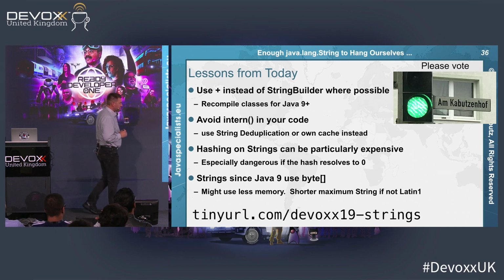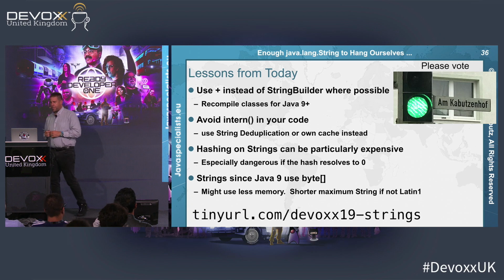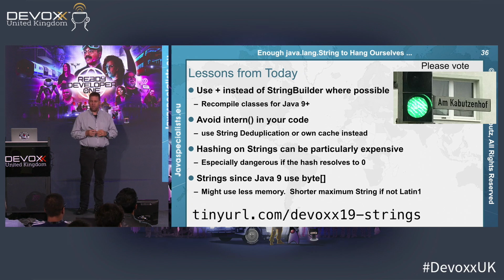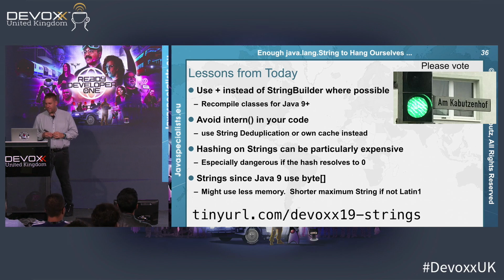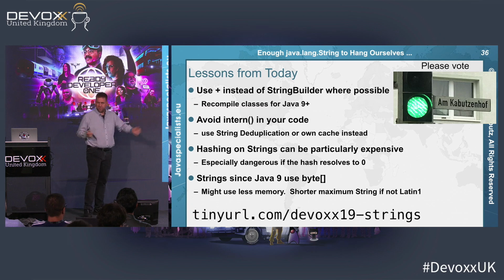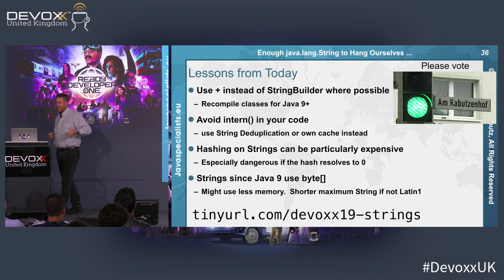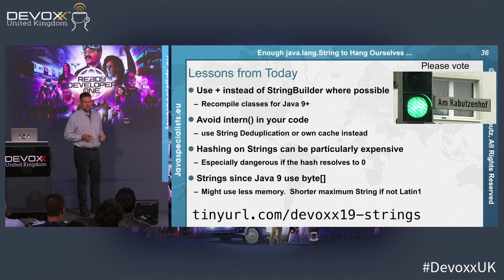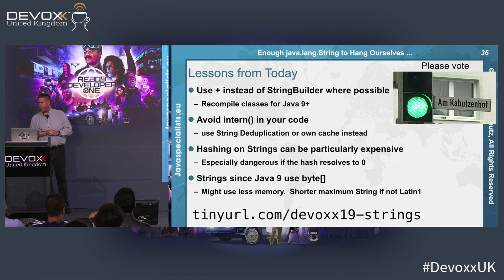Also, strings, since Java 9, have been using byte arrays instead of char arrays. So it might use less memory, probably will use less memory than before, especially if your strings are Latin 1. If they're not Latin 1, well, it's going to be the same. And even if one character is not Latin 1, it's going to use UTF-16. And this is done automatically when you're loading or creating the string, it automatically figures out what it is, and then it uses that. And does some other funky things inside there.